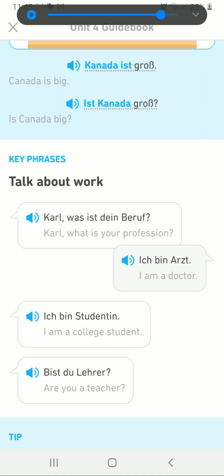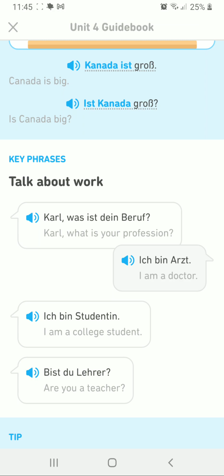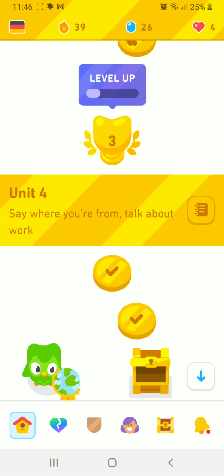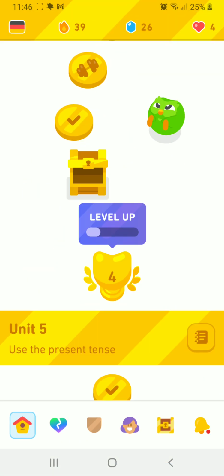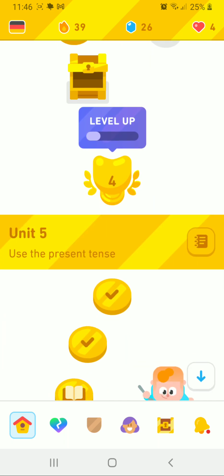And furthermore, we have ich bin Arzt, doctor. Ich bin Arzt. Ich bin Studentin. And bist du Lehrer? Bist du Lehrer? It's a question. The verb comes before the pronoun du. Great. So I don't think there's much to say about this because it's something we saw before.